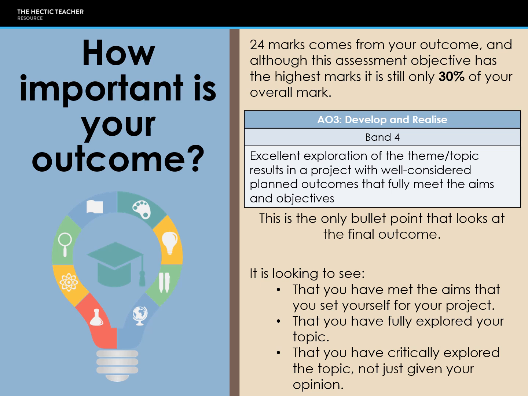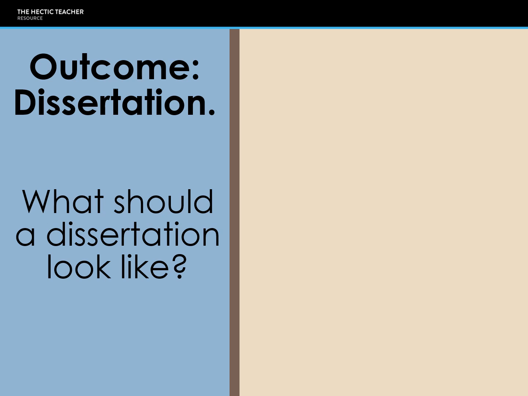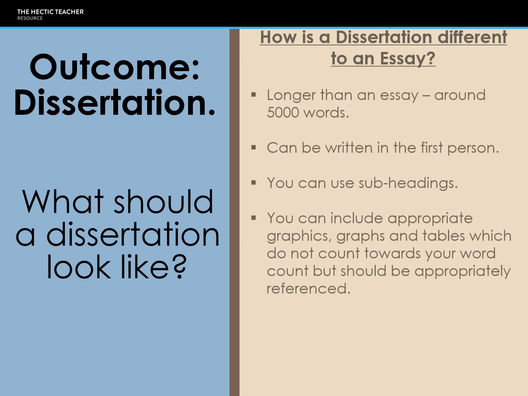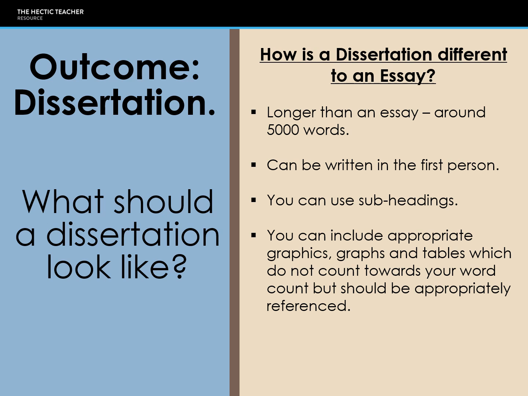So the outcome is the accumulation of the planning, the research, the evaluation, the reflection that you are doing throughout your project. Now there are two forms that your outcome can take. The first is a dissertation, and this is the most popular outcome for a project. And a dissertation is a 5,000 word essay, in its most basic form.